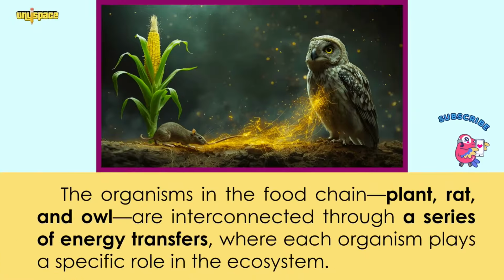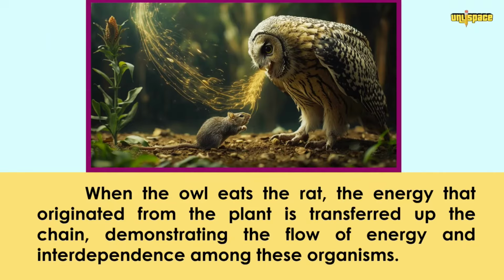The organisms in the food chain, plant, rat, and owl, are interconnected through a series of energy transfers, where each organism plays a specific role in the ecosystem. When the owl eats the rat, the energy that originated from the plant is transferred up the chain, demonstrating the flow of energy and interdependence among these organisms.